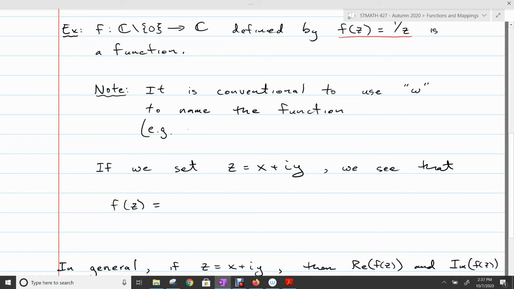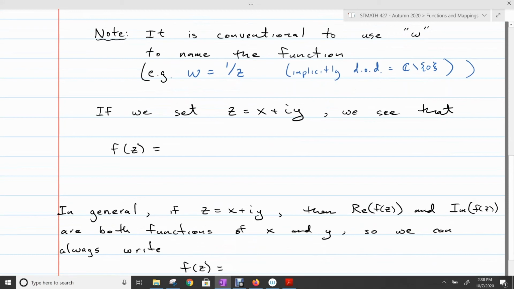Typically, people will just say something like, hey, w equals 1 over z. And if they don't state a definition, then it would be understood to be the largest possible subset of the complex plane on which that function is defined. And so if I just said w equals 1 over z, then you would know sort of implicitly the domain of definition would be C minus 0.